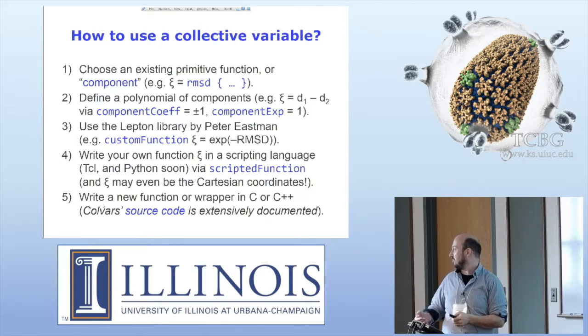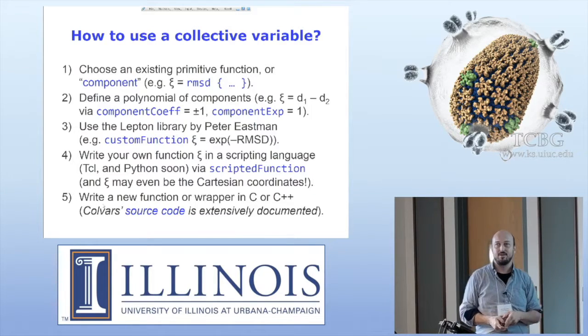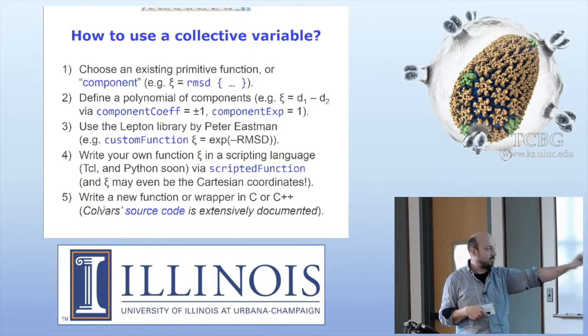Just remember that if you want to do biasing, you have to write the function that calculates the variable, and the function that calculates the derivative. That's the price of these things. And of course, you can always extend the code. The Colvars code base is on GitHub.